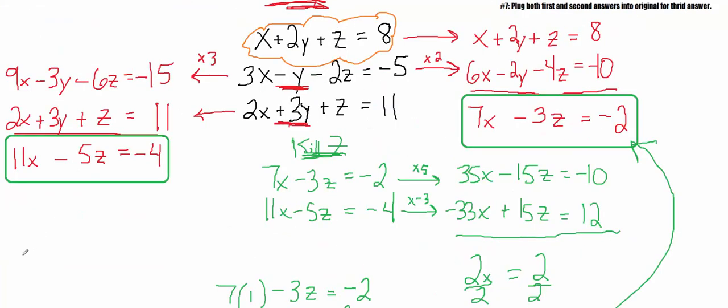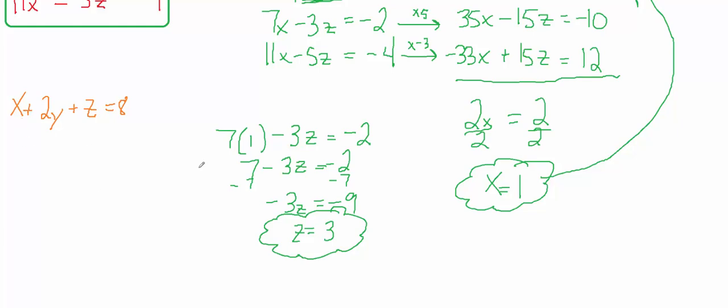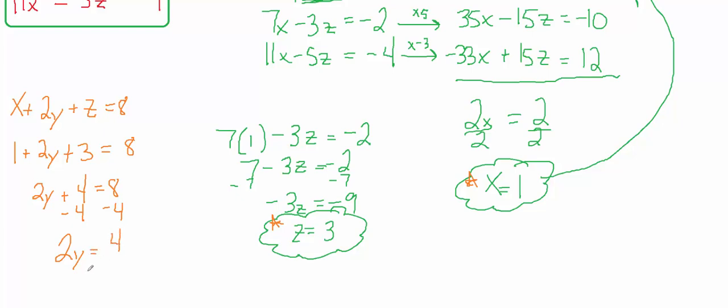So it's x plus 2y plus z equals 8. And I'm going to plug in, remember, our x equals 1. So I get 1 plus 2y plus my z is 3, and that equals 8. So 1 plus 3, that's 4. So I get 2y plus 4 equals 8. We minus the 4, we get 2y equals 4. And when we divide by 2 to both sides, we end up getting y equaling 2.